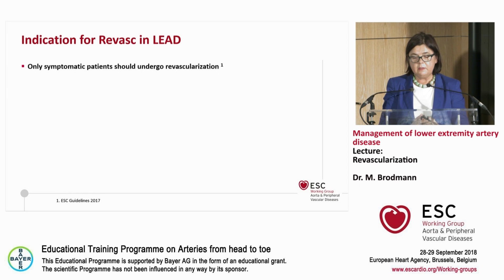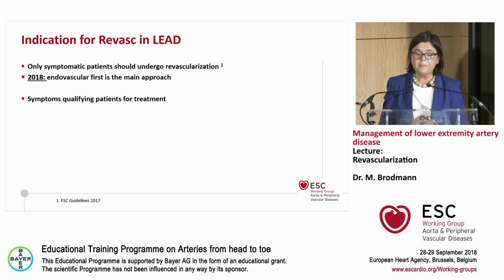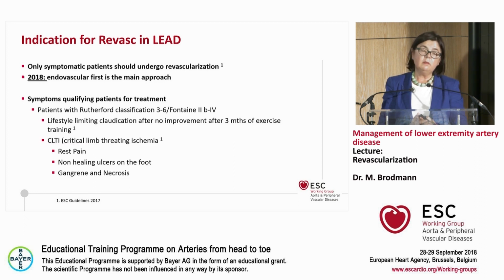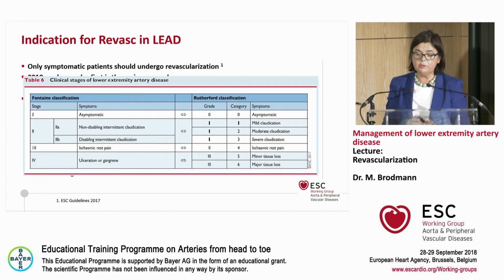So only symptomatic patients should undergo revascularization. And in 2018, especially for patients with intermittent claudication, endovascular first is the main approach. The symptoms qualifying patients for treatment are Rutherford classification 3 to 6 or Fontaine 2B to 4. This means lifestyle-limiting claudication with no improvement after 3 months of exercise training, and patients with CLTI, chronic limb-threatening ischemia, which means rest pain, non-healing ulcers on the foot, gangrene, or necrosis.